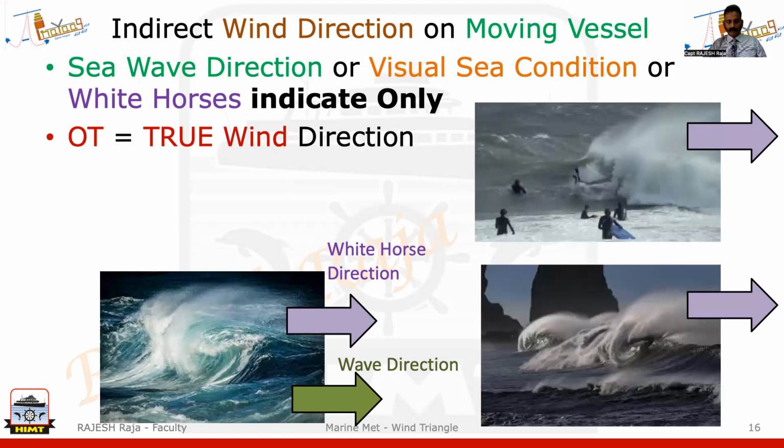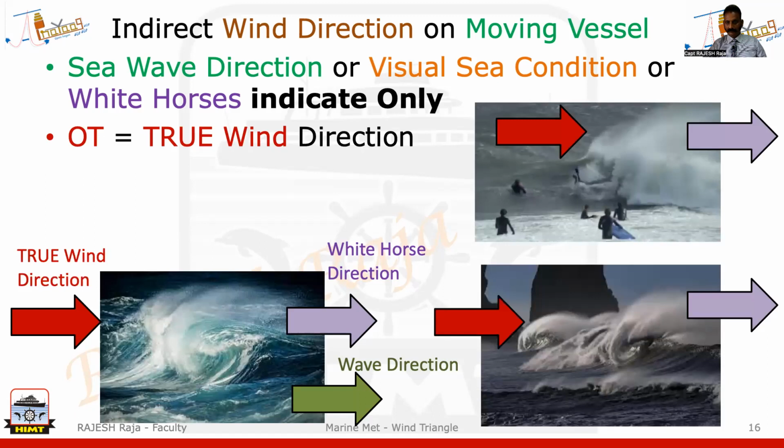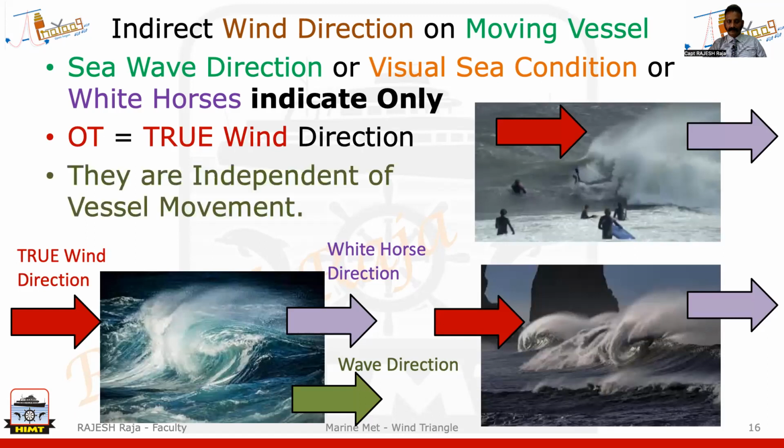They indicate only true direction, which means the wind is coming from here, from here. Now, these indirect readings are independent of the vessel movement. Why? Because it is on the water. So please consider this only as the true wind.